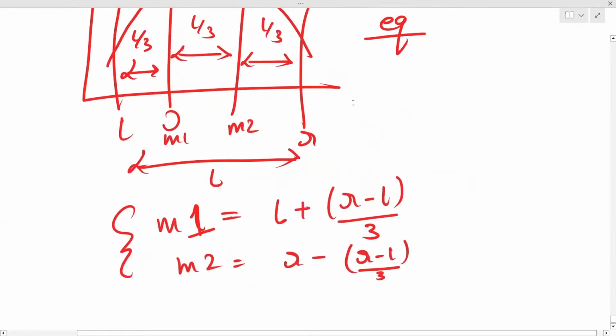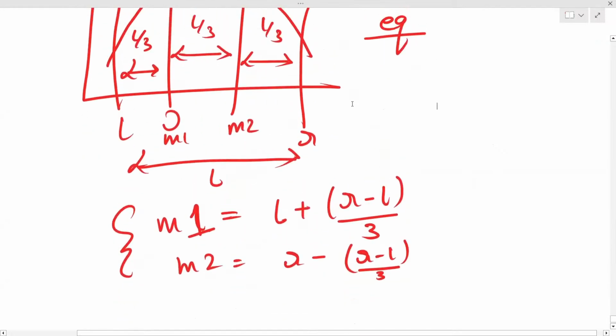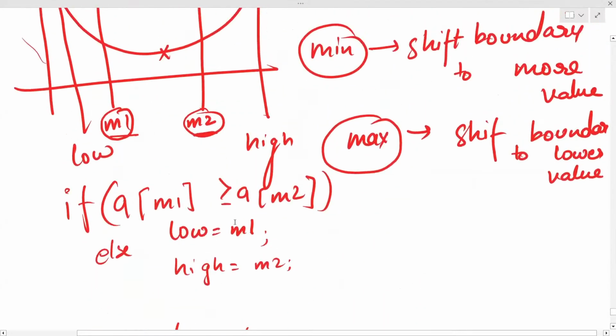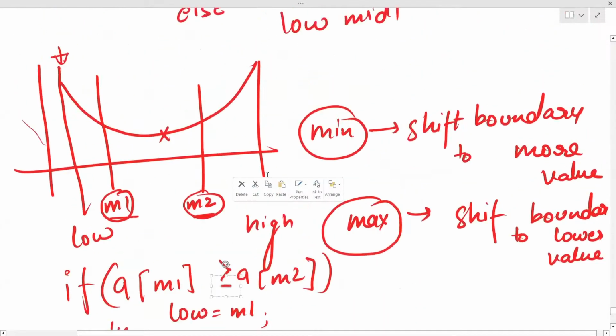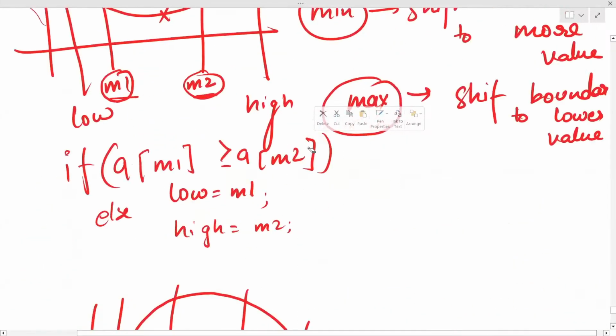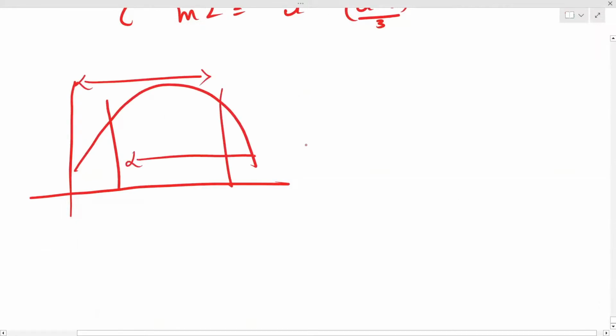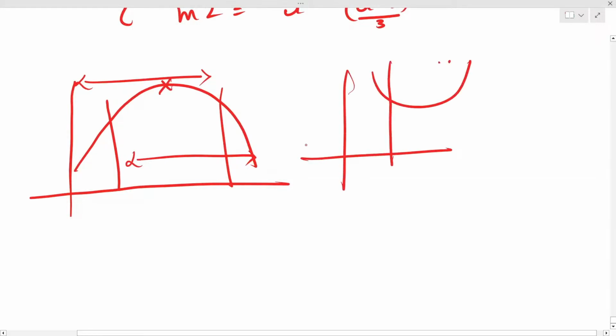Yes. It is possible that the value at mid1 and mid2 can be equal also. Yes, it's possible. So that's why I have written equals here, right? If it's equal, then you can pick any of the cases. Let me draw it quickly. If the value at M1 and M2 is equal, then you can either shift to this range or you can shift to this range. The mid is somewhere here. Also in the case of minima. So it doesn't actually matter which you pick if both are the same.